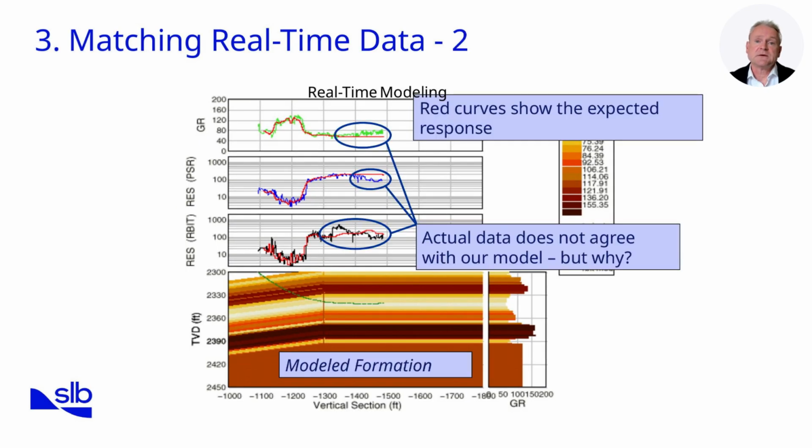In this step, we refine the model to better match the incoming data. The slide shows how the modelled formation is modified until the red curves, the expected responses, align more closely with the actual log data. This iterative update process is a cornerstone of geosteering. By continuously adjusting the geological model, we ensure that it reflects the real reservoir conditions encountered at the bit. The model is not static, it evolves with each new foot drilled.